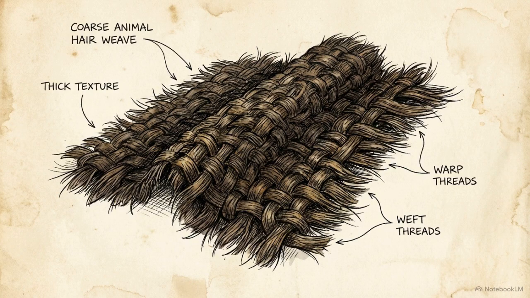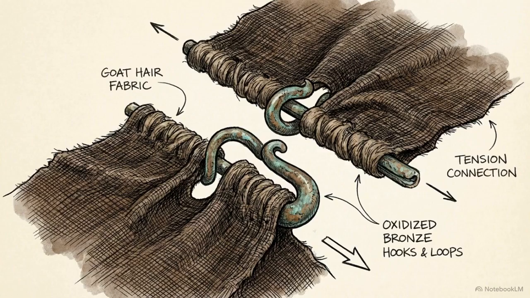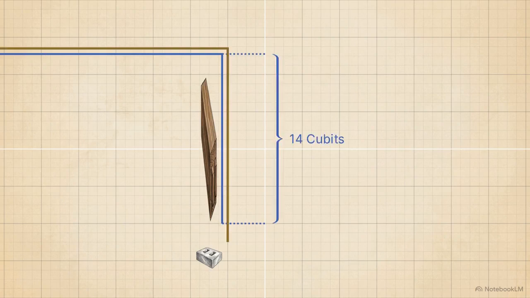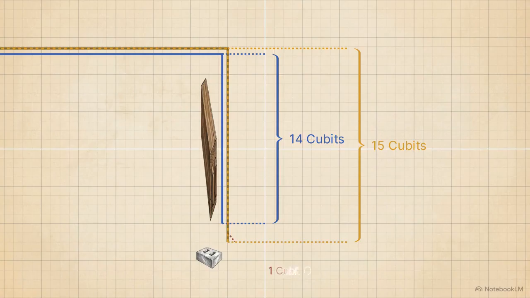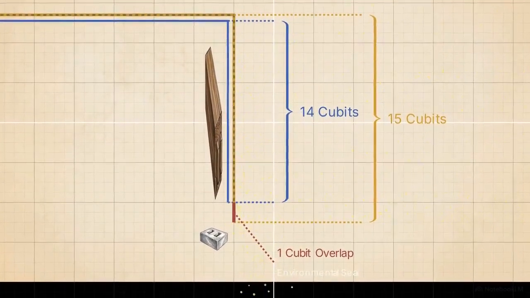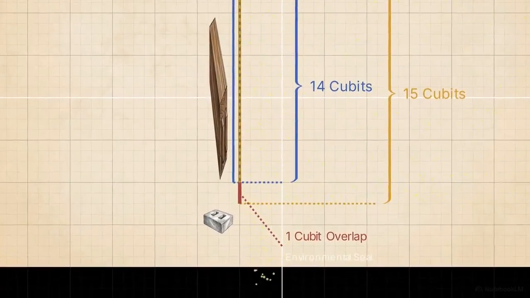Over this goes the first layer of weatherproofing, 11 curtains woven from coarse goat hair. Because this layer faces the elements, it is linked not by gold, but by functional bronze clasps. The math here is intentional. The goat hair layer is designed to be 1 curtain larger than the linen. This creates a functional overlap, ensuring the coarse outer fabric hangs down to seal the inner linen from dust and sand.